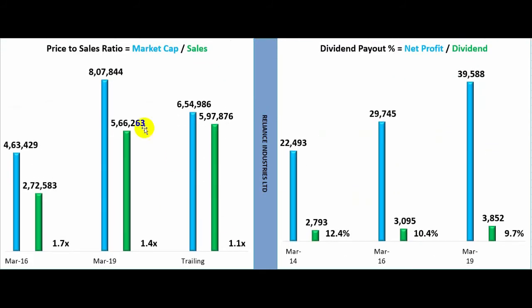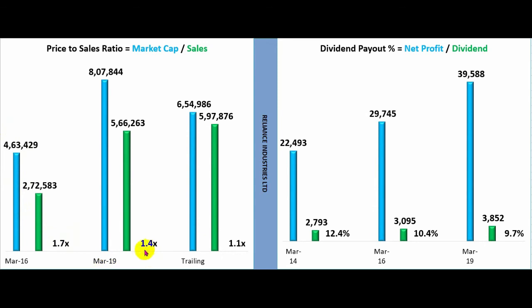Let us look at the valuation ratio price to sales. This is the comparison of where the market cap is against the sales of those years. In 16, the multiple was 1.7 times. Sales was 2,72,000 crores, and the company's value in the market was 4,63,000 crores. So we buy when the numbers are near to each other, that is near to 1.